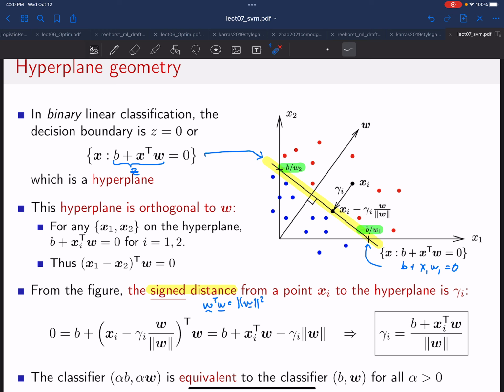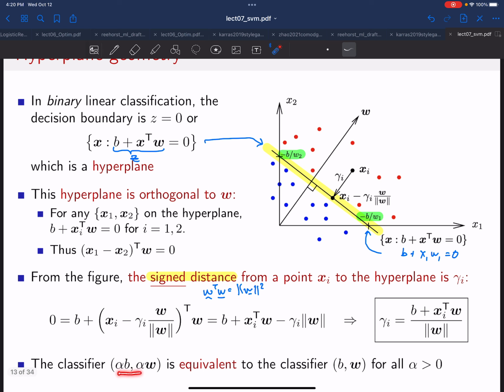Nothing changes. So if you think about the classifier really as just this boundary, because if I tell you the boundary, you know exactly how classification is going to happen, right? So if the classifier is just the boundary, and also the classifier is completely parameterized by B and W, then it's interesting to know that if you scale B and W both by an arbitrary positive number alpha, you get essentially the same boundary, the same classifier. So we're going to call these two classifiers, the scaled one and the non-scaled one, equivalent.